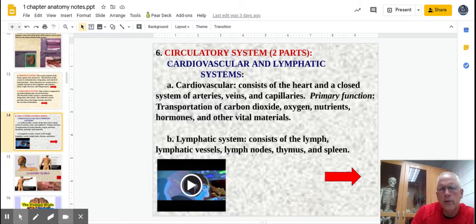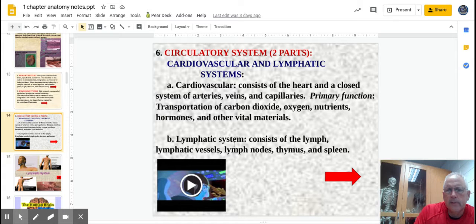This is one small change over the years that we have done. The circulatory system, what I have in red, has always been the circulatory system. That has not changed. But what we've done is we've divided it into two parts. The cardiovascular, which has always been part of the circulatory system, your heart, your blood vessels, transporting oxygen and CO2 and vital materials. Nothing's changed there. We just call it cardiovascular now as a subheading.